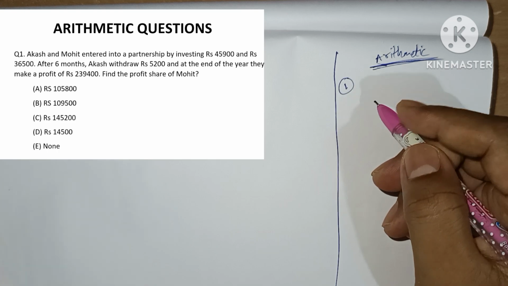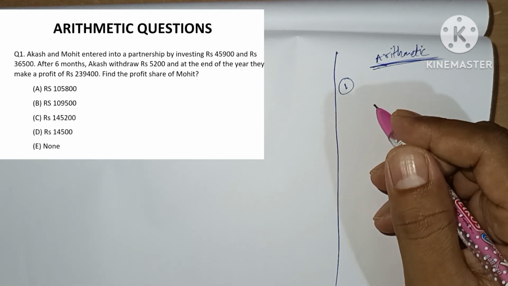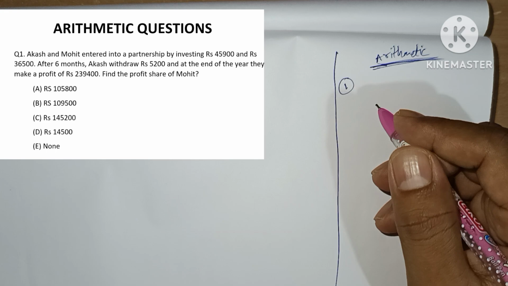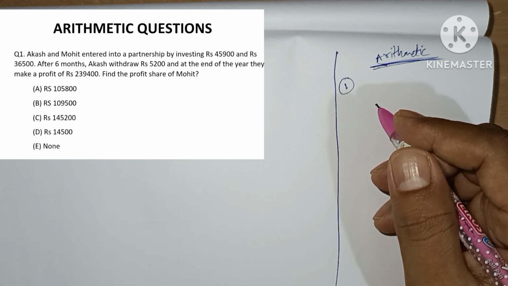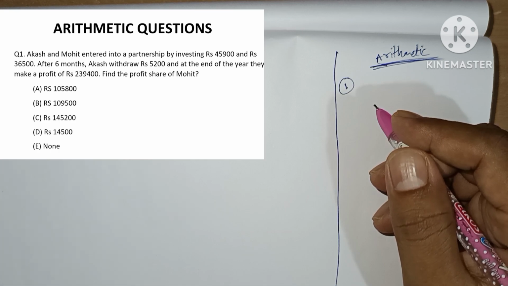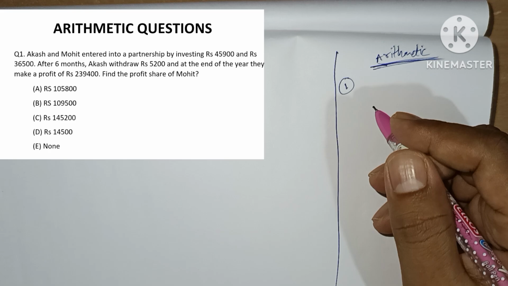First question is, Akash and Mohit entered into a partnership by investing 45900 and 36500 rupees. After 6 months, Akash withdrew 5200. At the end of the year, they make a profit of some amount. Find the profit share of Mohit.